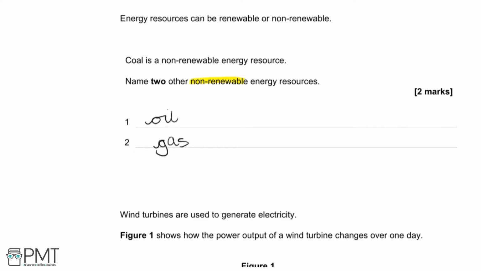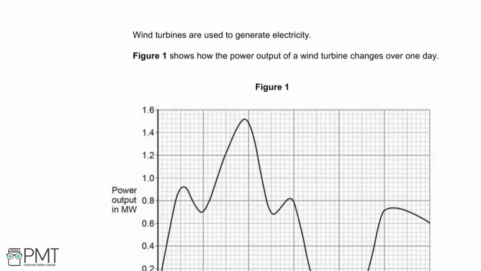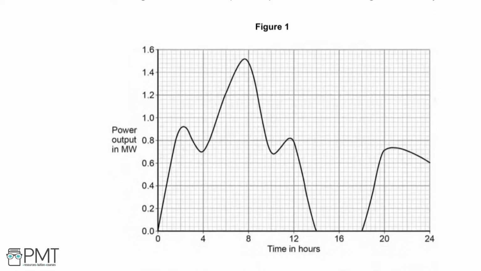You also could have said nuclear power, which is another type of non-renewable energy resource, but you only need two to get full marks. Wind turbines are used to generate electricity. Figure 1 shows how the power output of a wind turbine changes over one day. So you can see that there's power output in megawatts on the y-axis and time in hours on the x-axis. So for each time, you can find the corresponding power output.